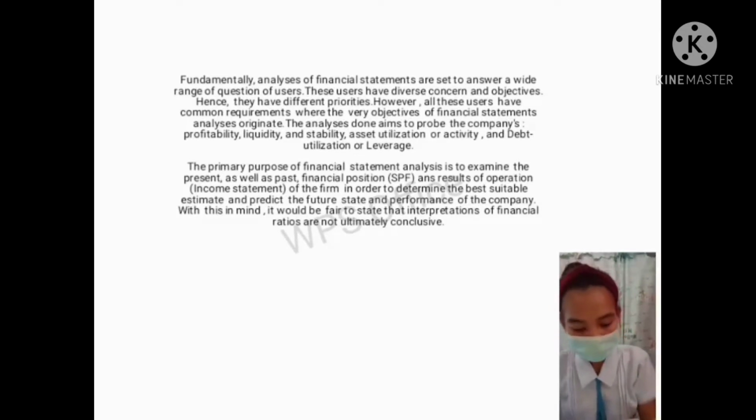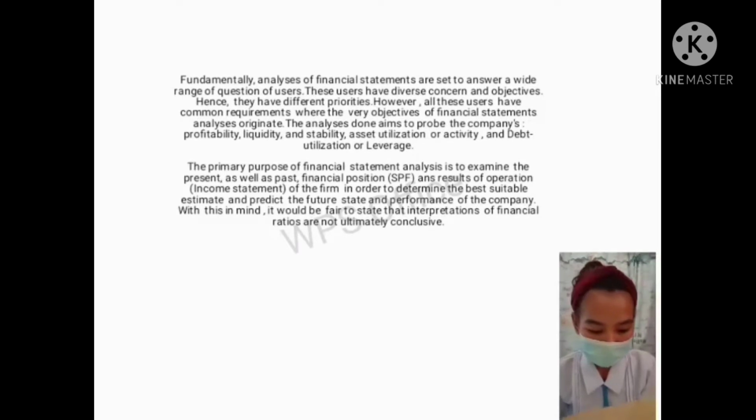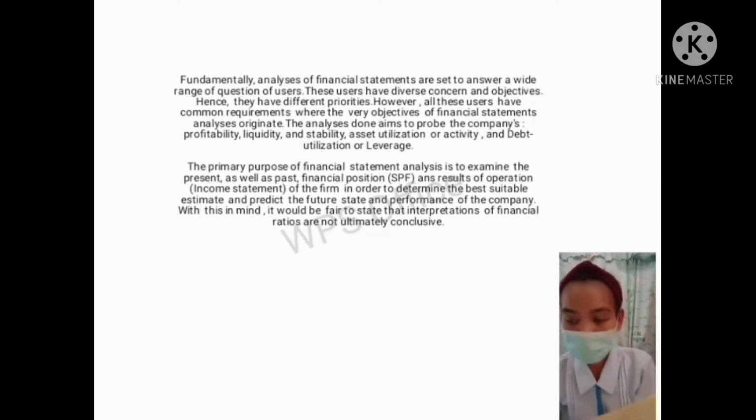The primary purpose of financial statements is to disclose the present as well as past financial position, the statement of financial position, and results of operation, the income statement.